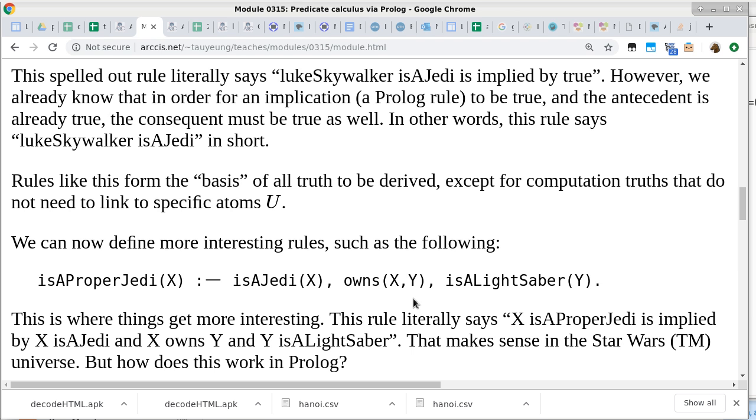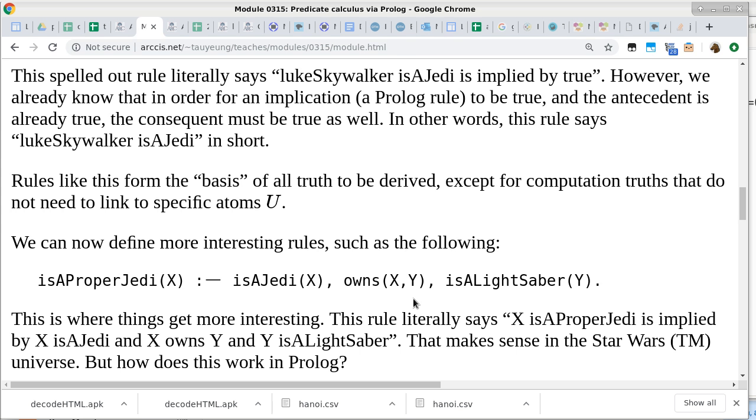But in terms of the program, it is actually important because it does evaluate from left to right, guaranteed, and it will try to find something that meets this requirement. So it will first try, okay, let's see what happens when we substitute X with Luke Skywalker, because Luke Skywalker is a Jedi, right? Then it will try to find what Luke owns, and then figure out whether something that Luke owns is a lightsaber or not. If any one of these fails, it will, quote unquote, backtrack and try something else.